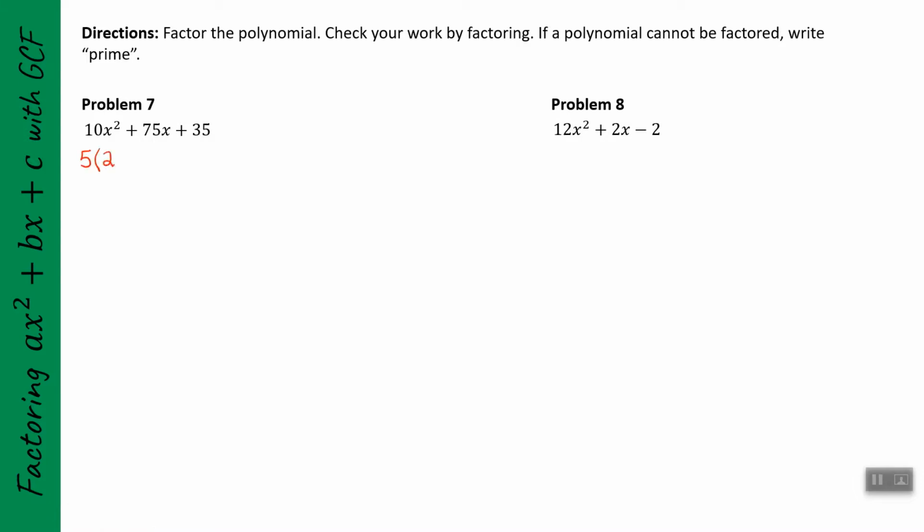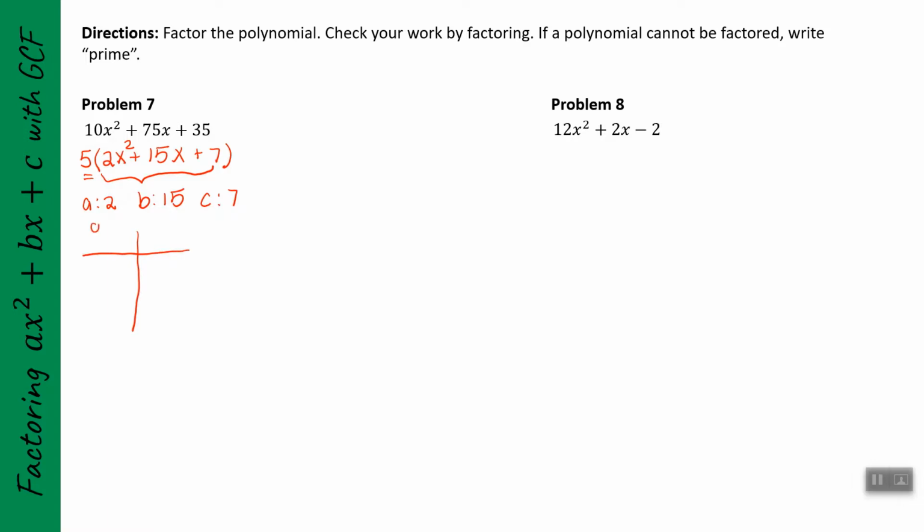5 times 2 is 10, x squared. 5 times 15 gets me 75. And 5 times 7 gets me 35. So on my x squared here, on my x, on my 2. Then we're going to pull this out. It's going to come down into our final answer, but while we're factoring, we're only looking at this particular polynomial. And so when I'm identifying A, it's just 2. B is 15. And C is 7.